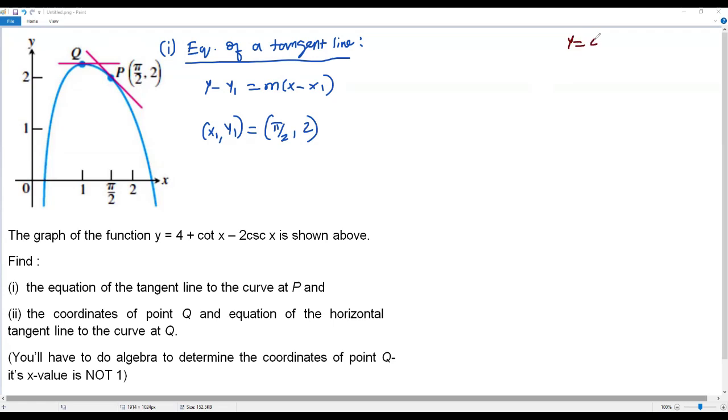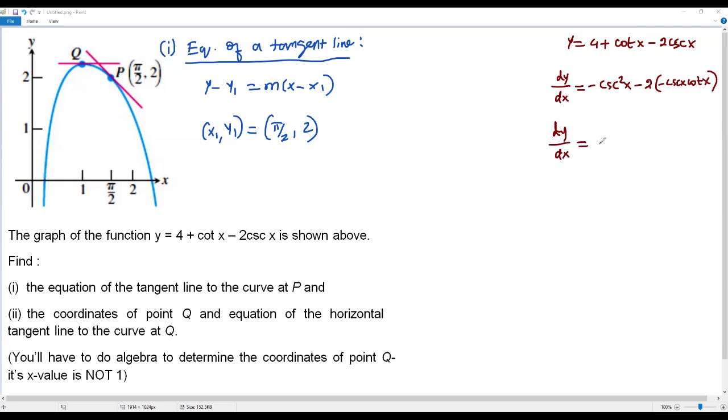That is, y = 4 + cot x − 2 csc x. This is the given function. Now let's find the derivative on both sides with respect to x. The derivative gives dy/dx equals, the 4 will become 0, so we don't have to write that, and the derivative of cot x is −csc²x, then −2 times the derivative of csc x, which is −csc x cot x. So dy/dx = −csc²x, and when I multiply −2 times −csc x cot x it becomes positive, because negative times negative is positive: 2 csc x cot x.